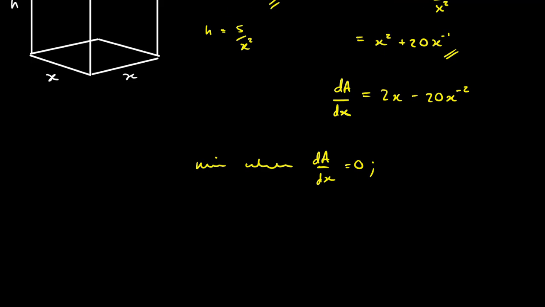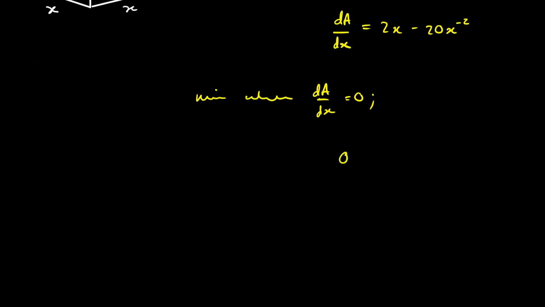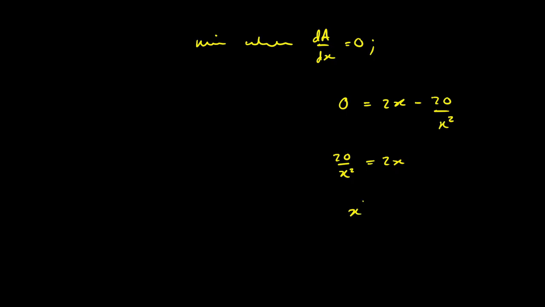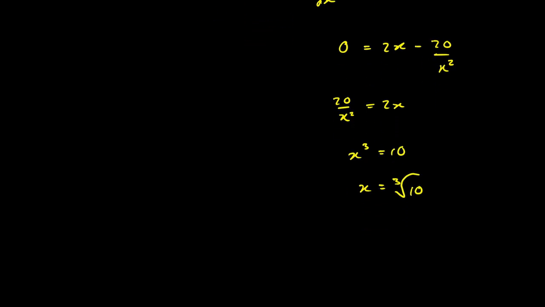So we are trying to solve 0 is equal to 2x minus 20 upon x squared. Okay, so 20 upon x squared is equal to 2x. So we can write that as x cubed is equal to 10. So x is equal to the cube root of 10. Okay, and that is 2.15.